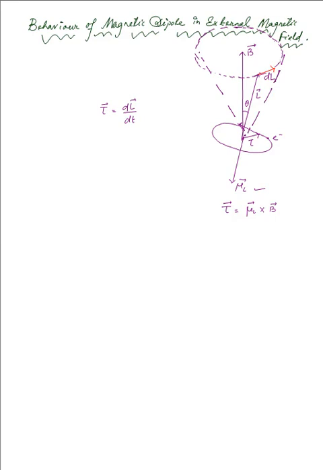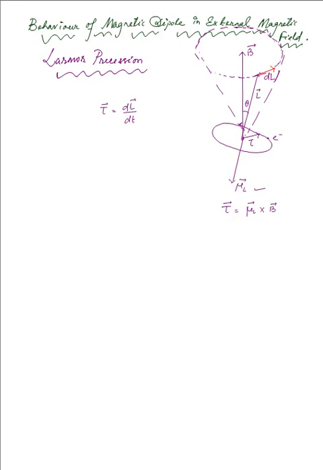And that is what we call the Larmor precession. And that frequency with which it will be precessing about the external magnetic field is termed the Larmor frequency, and we can actually determine that frequency.